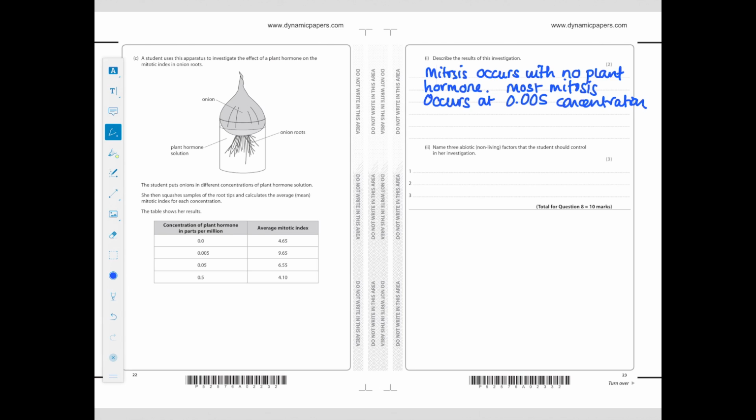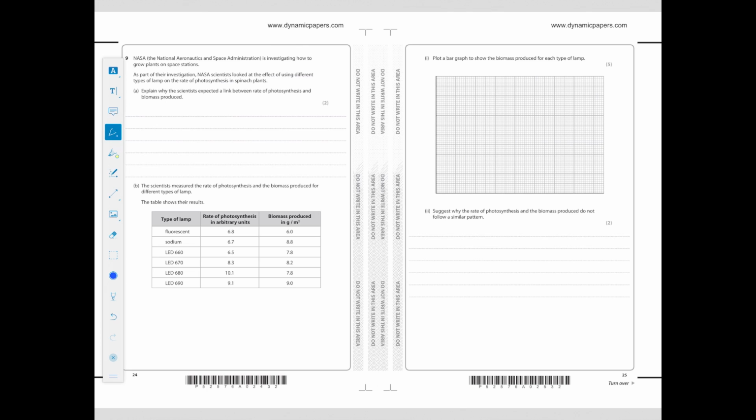Name 3 abiotic, non-living factors that the student should control in her investigation. So what could make this an unfair test? Well, you need to learn these following abiotic factors, which is temperature. You must keep that the same. You could normally say the pH of the soil, but we can see from our experiment there's no soil, so don't really put pH. That doesn't make a lot of sense. You could talk about the light levels. That should remain the same, as well as the oxygen levels. That should also remain the same. You could have also said the amount of mineral ions, the volume of solution, and the time.